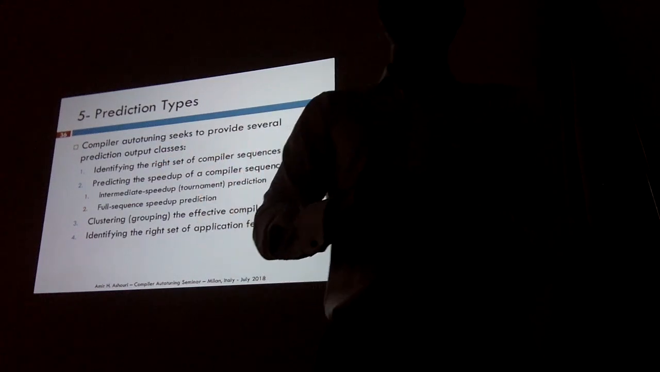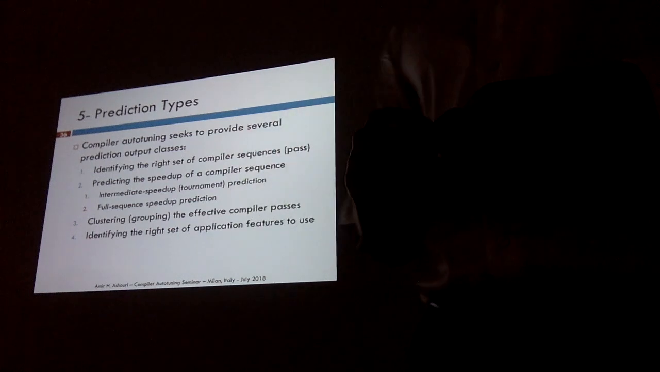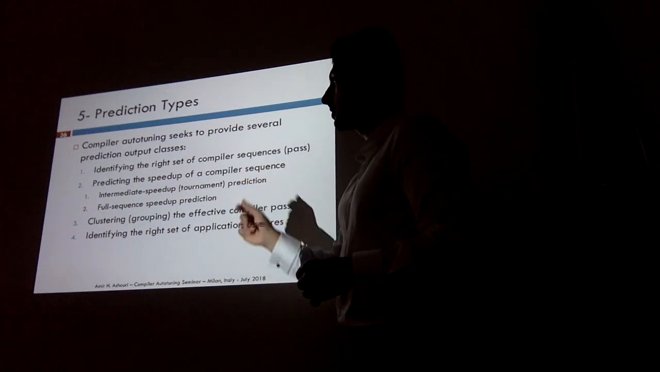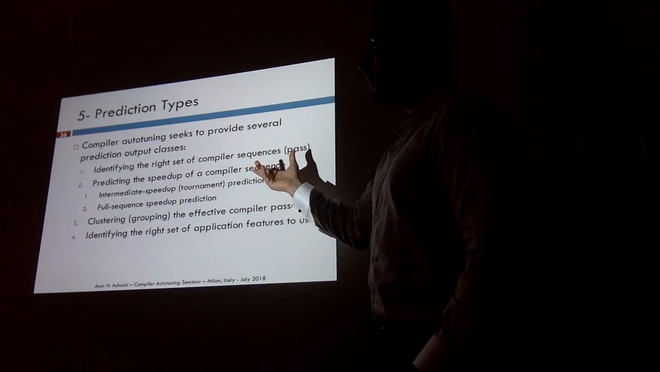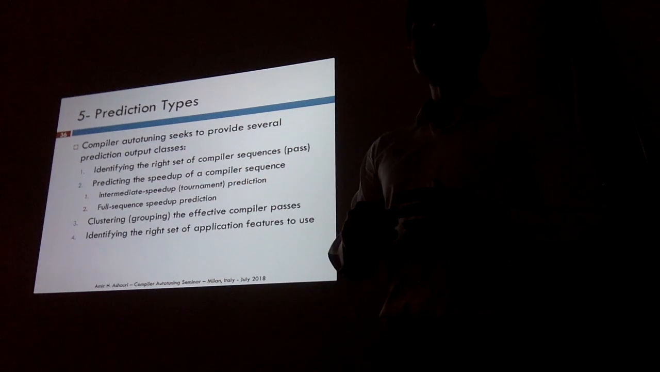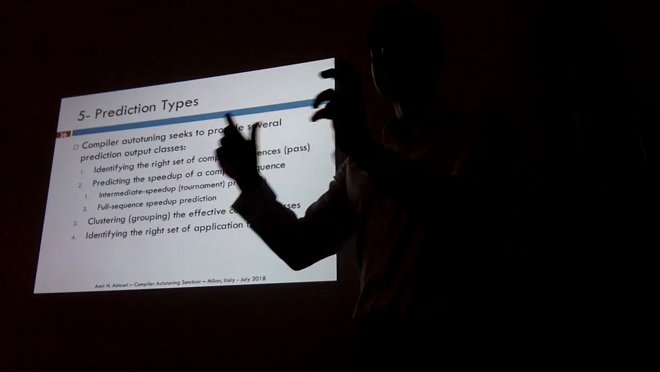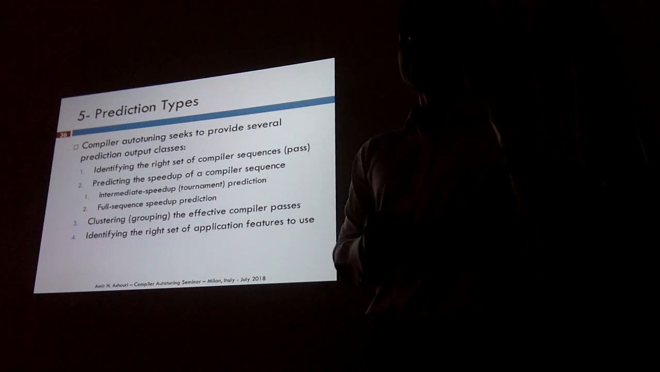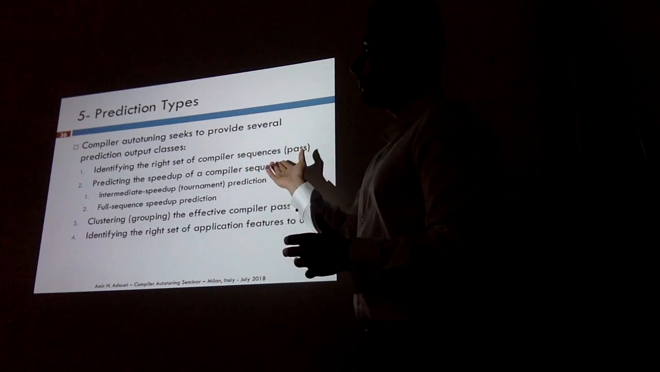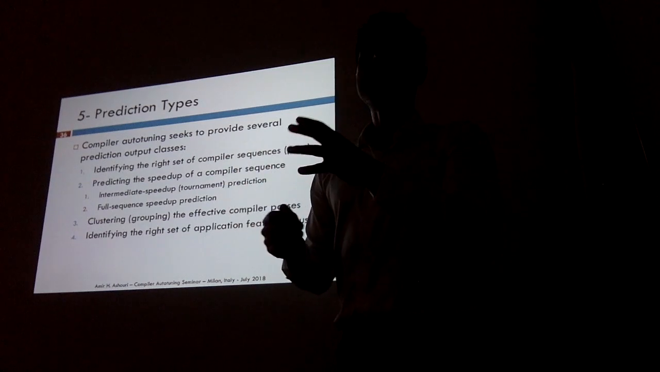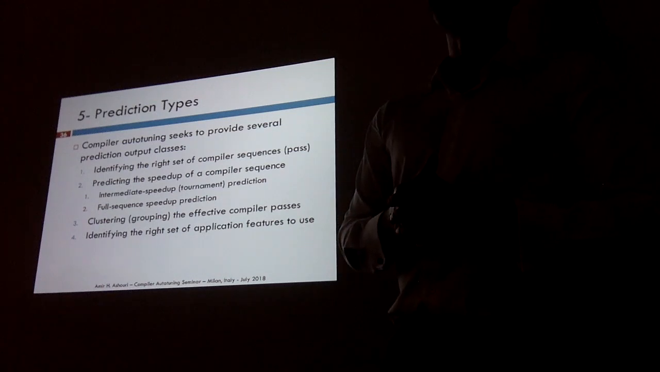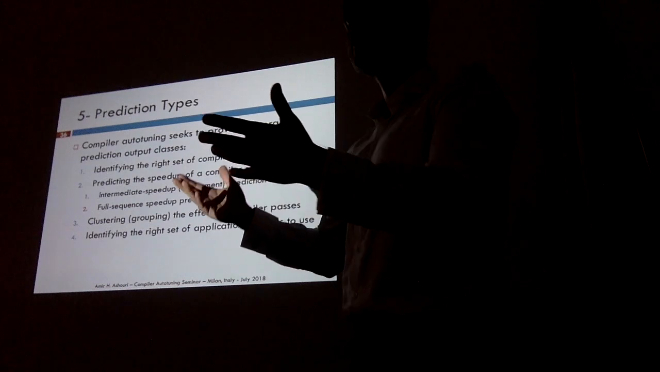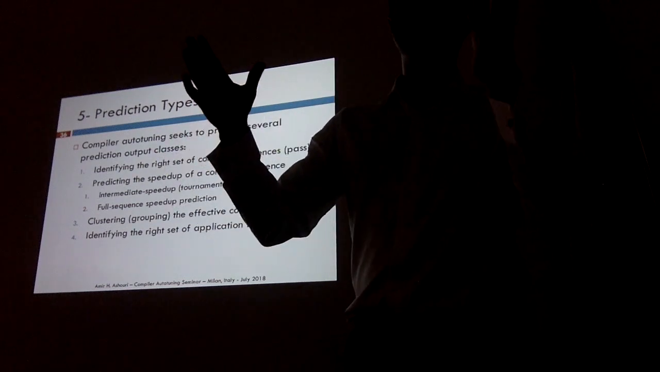Another way that people used machine learning for compiler domain was to predict the speed up of a compiler sequence. So this means that instead of you running your specific sequence and seeing the speed up that it brings with respect to your baseline, the model will predict the speed up for you, so you don't have to run it. So this will be beneficial if you want to run like 10,000 different combinations of compiler sequences.